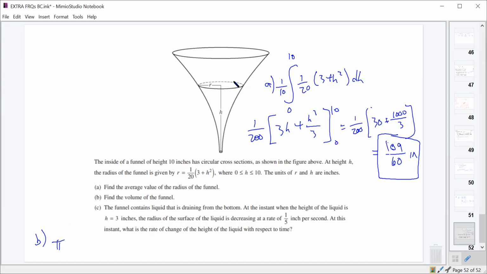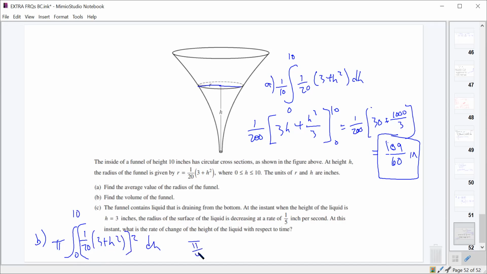We're revolving some function with this r value, and they've drawn r this way, but it could be this way too. It doesn't really matter. So we're going to integrate from 0 to 10 of our radius, 1/20th of (3 plus h squared), dh.